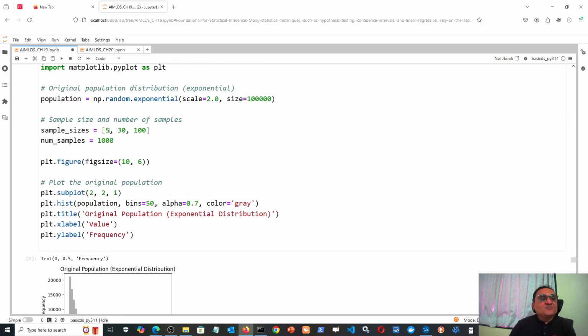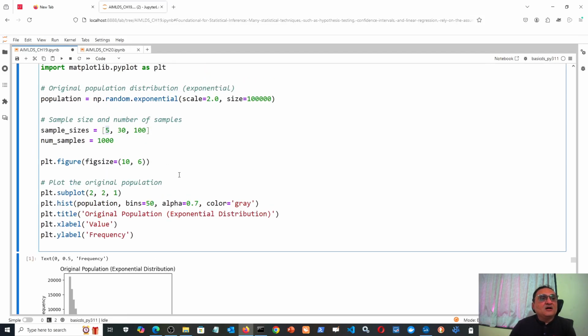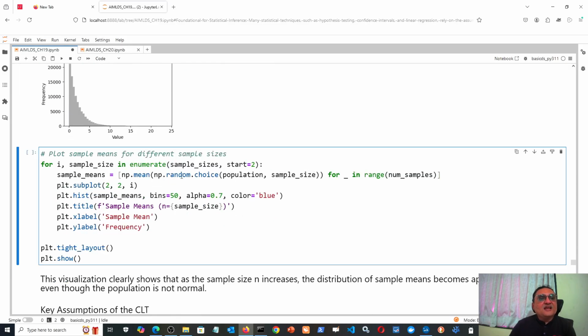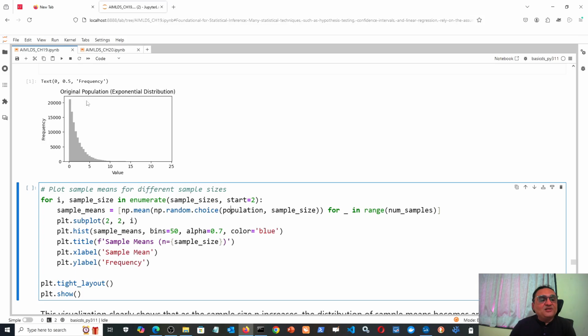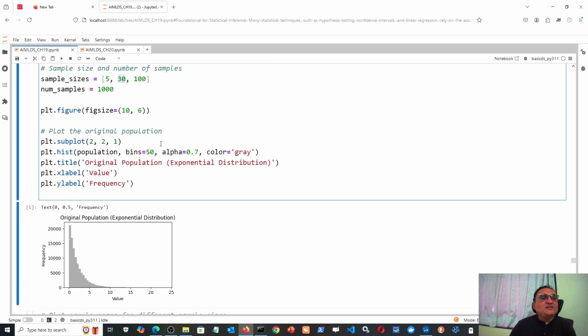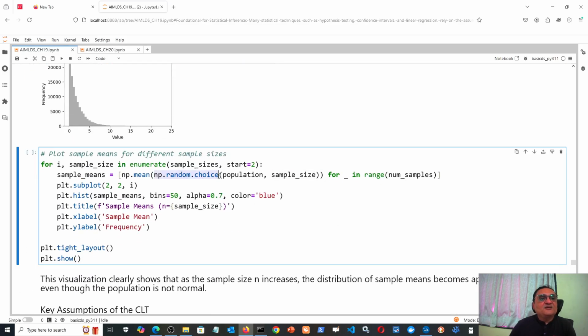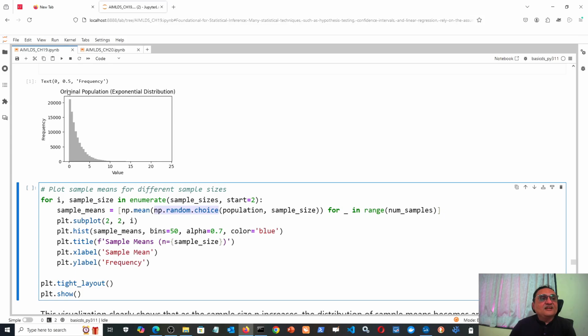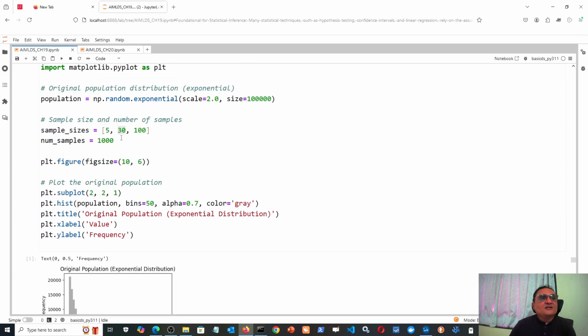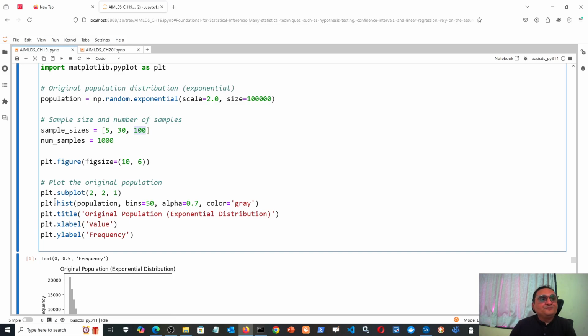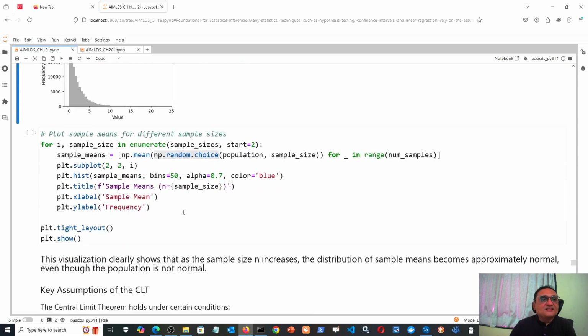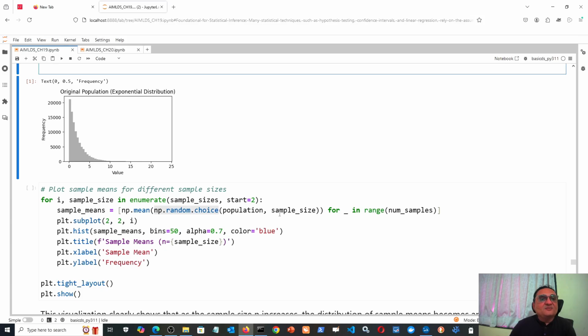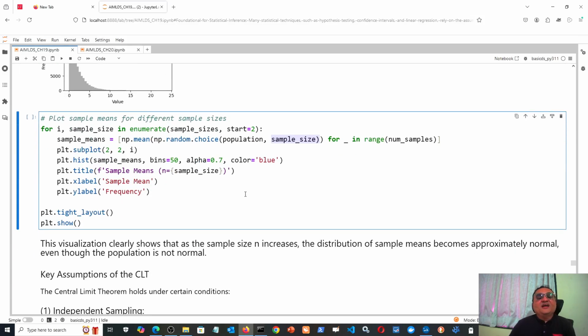When I have taken sample size is equal to 5, at that time this np.random.choice would be this entire population from which a sample of size 5 would be taken. Then next time when I take sample is equal to 30, then again np.random.choice from this entire population randomly 30 data points would be taken. And finally when I take 100 sample size, then from this entire population at random 100 data points would be taken. Okay.